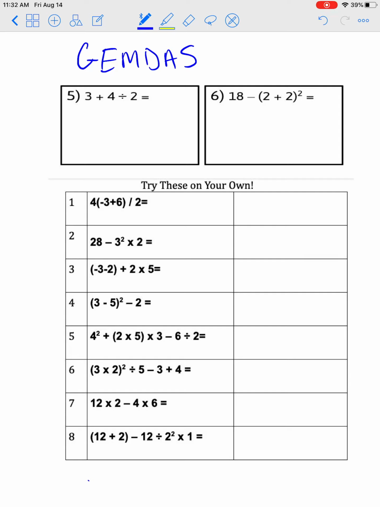Now let's begin. Do you see any grouping? There isn't. Is there any exponents on number 5? Nope. Is there any multiplying? Nope. Is there a division? Yeah. 4 divided by 2 is 2. Bring down the 3 plus. Now add. 3 plus 2 equals 5.